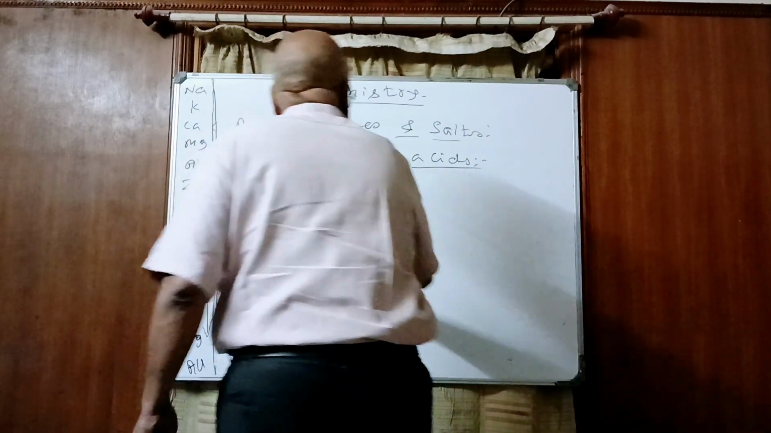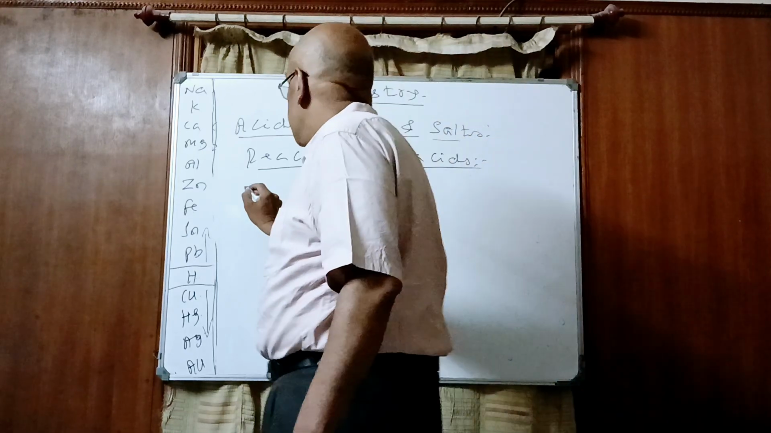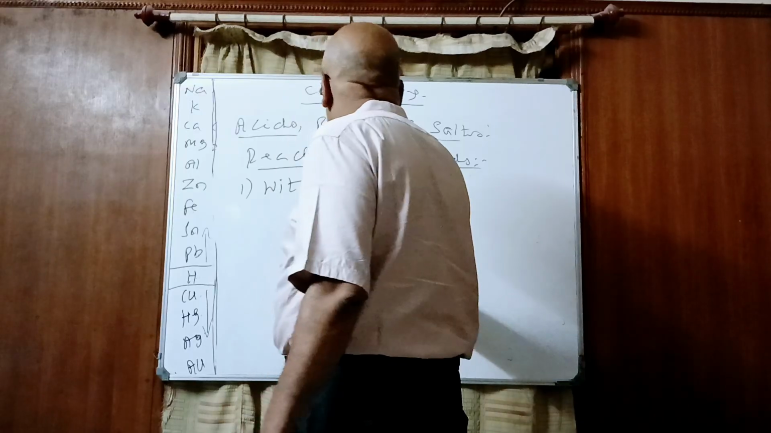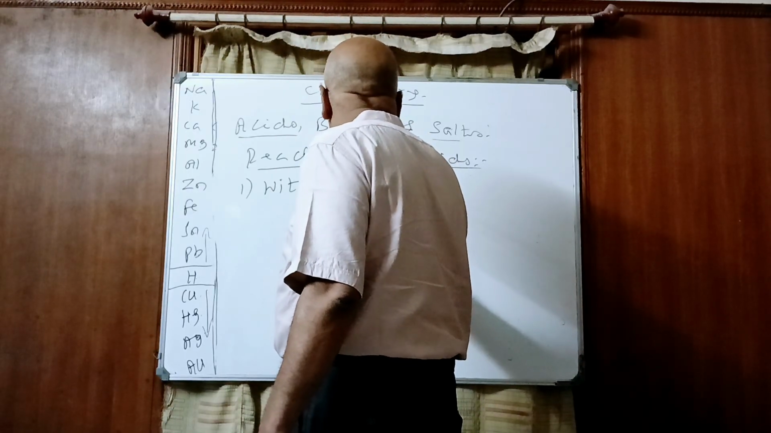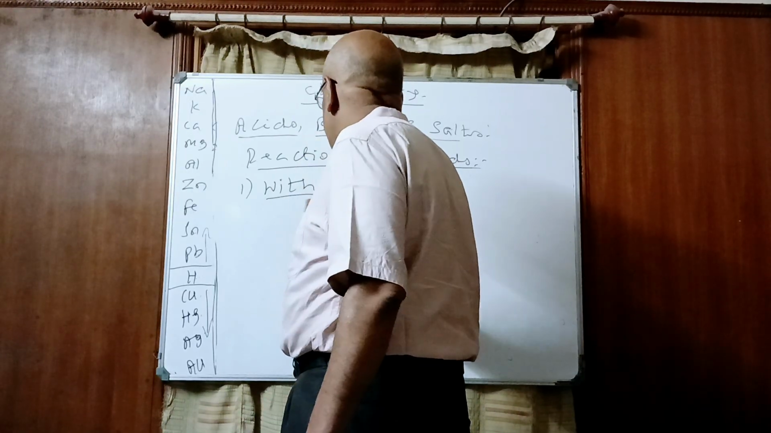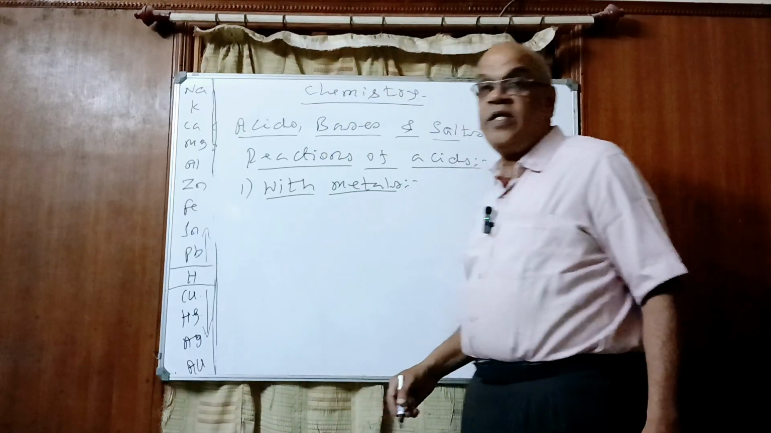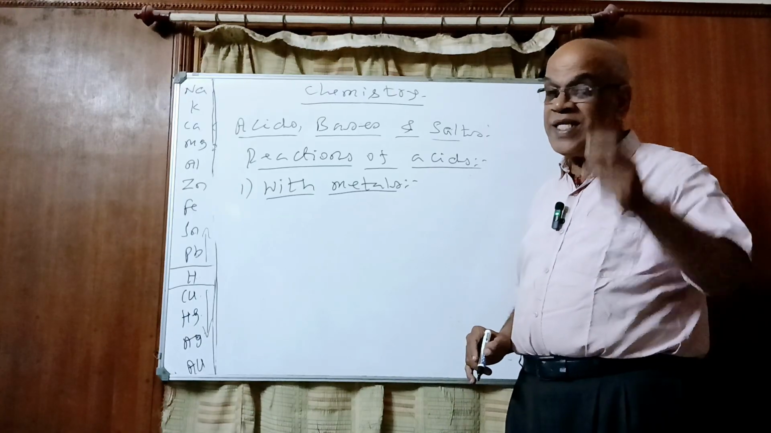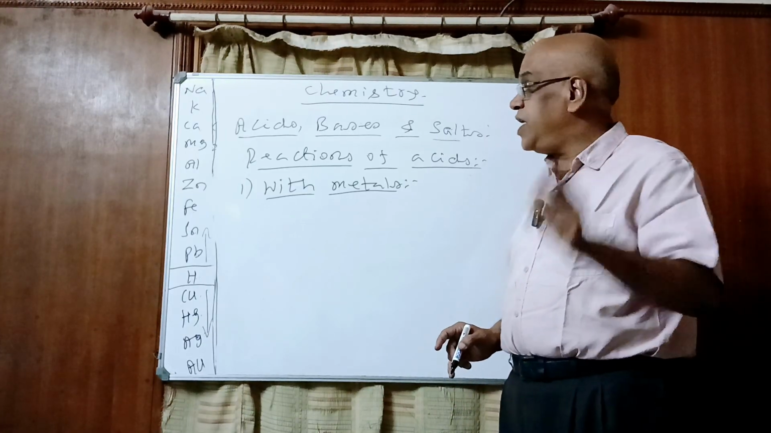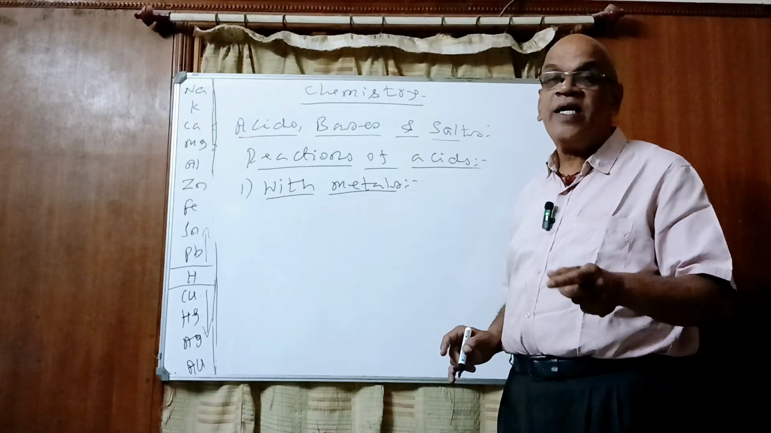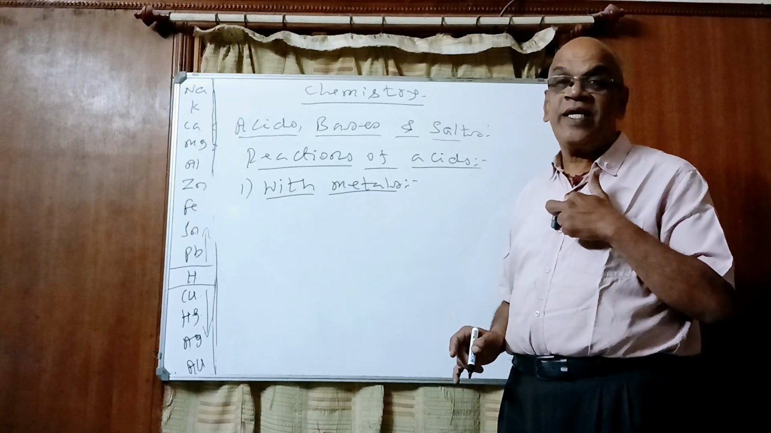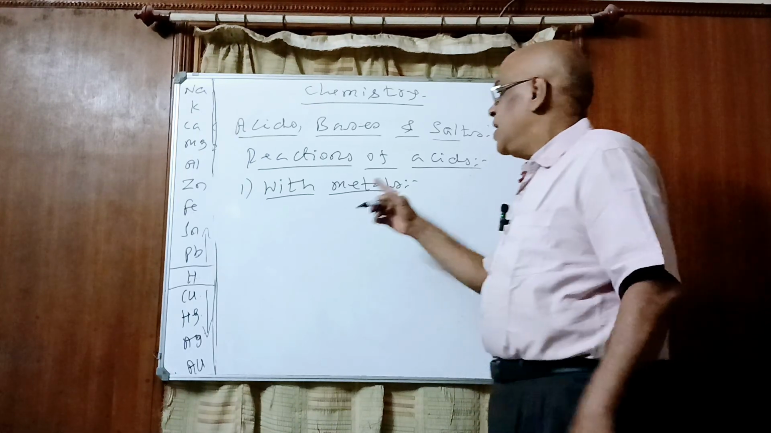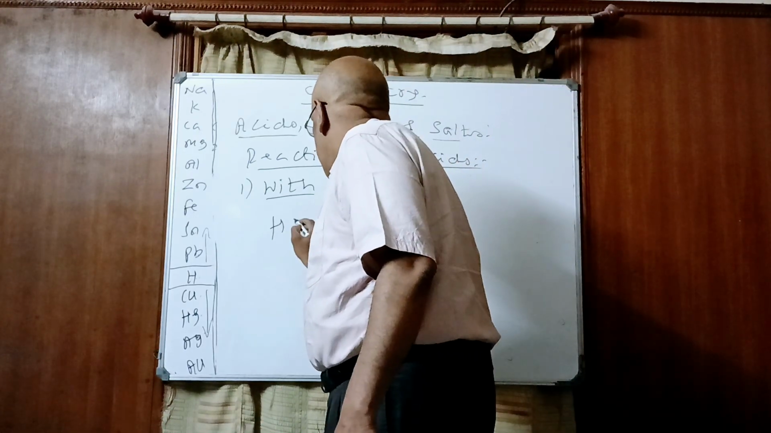Reactions of acids. First one is what children? Reactions of acids with metals. See children, already we discussed in the first chapter. We are discussing now. Next chapter is metals and non-metals. There also we discussed. That's why I said chemistry is the easiest topic. If any student loses even half mark or 1 mark, I will be the most disappointed person as a teacher, because you cannot afford to lose marks. Understood?